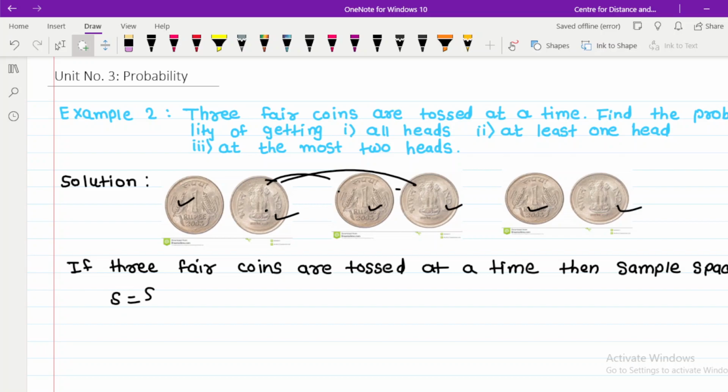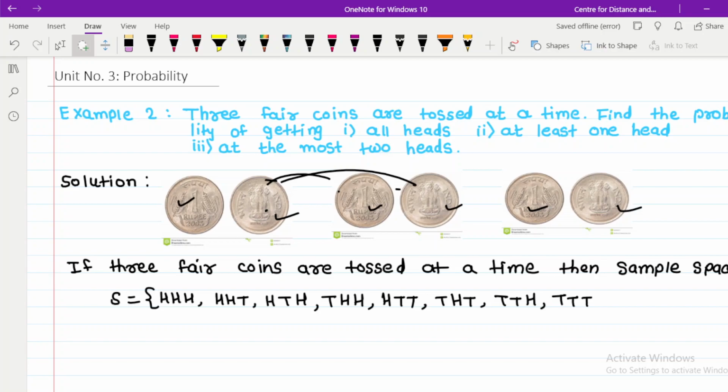S is equal to either 3 heads, or 2 heads, 1 tail: first head, then tail, then head, or THH, that is 1 tail, 2 heads, or HTT, THT, TTH, and the last one is TTT. Therefore, here N of S: 1, 2, 3, 4, 5, 6, 7, 8. Therefore, we get N of S is equal to 8.